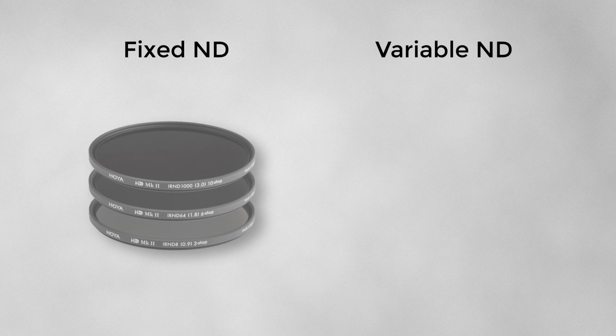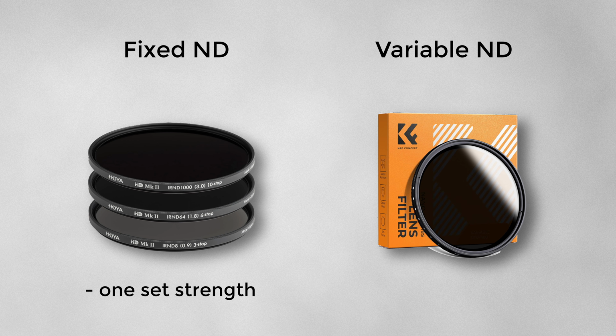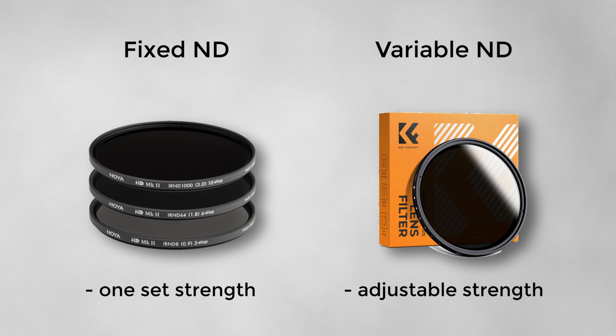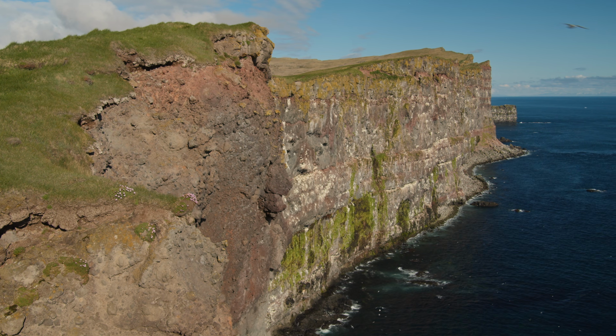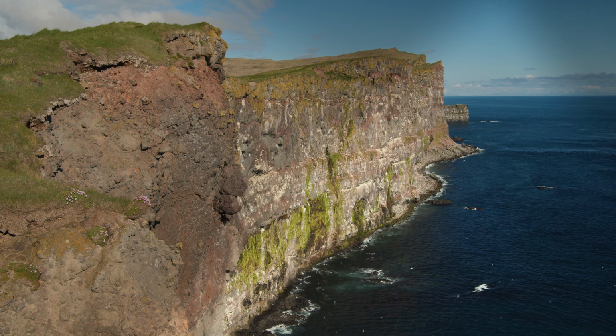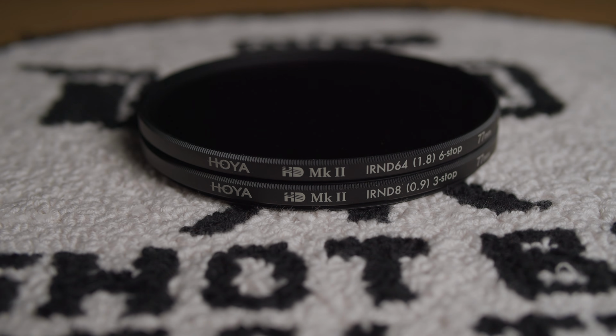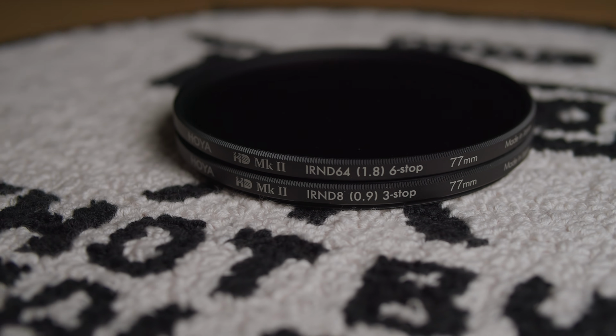But the strength is not the only thing that you have to choose. There are 2 main types of ND filters: fixed NDs and variable NDs. A fixed ND has one set strength. A variable ND lets you adjust the strength by rotating it. Now, variable NDs are definitely more flexible, especially if the light changes quickly. But the cheaper NDs can also introduce some image issues, for example color shifts or strange X patterns, especially in the sky. Personally, I use fixed Hoya HDMK2 filters in 3 and 6-stop versions.